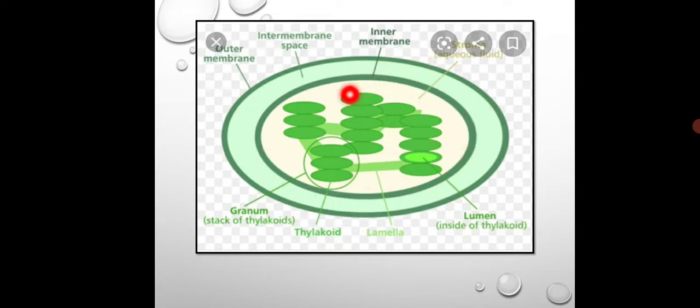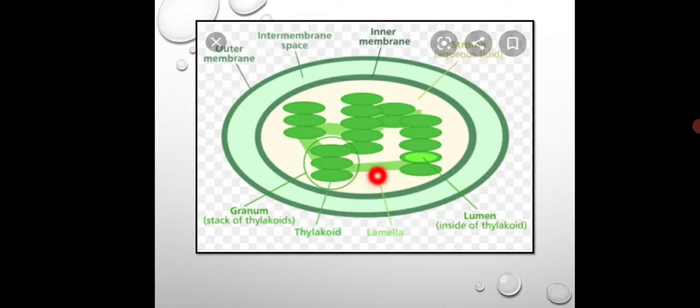This is the general structure of the chloroplast, which contains the outer membrane, inner membrane and intermembrane space. This is the granum, a stack of thylakoids. This single layer is called the thylakoid and multiple thylakoids are called the granum, and these thylakoids are connected together by the lamellae.